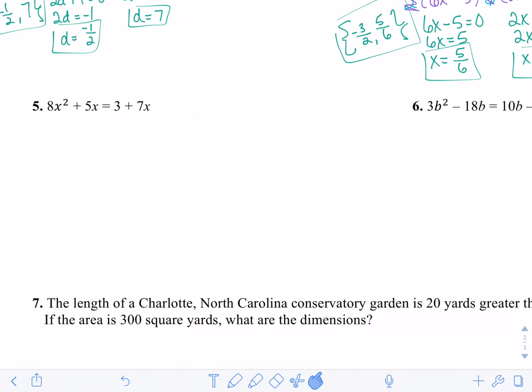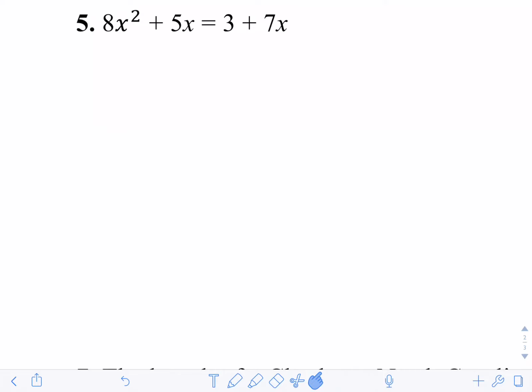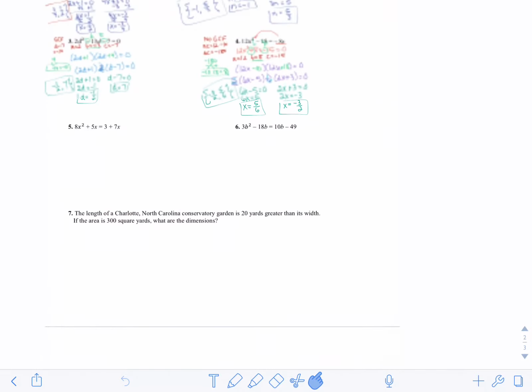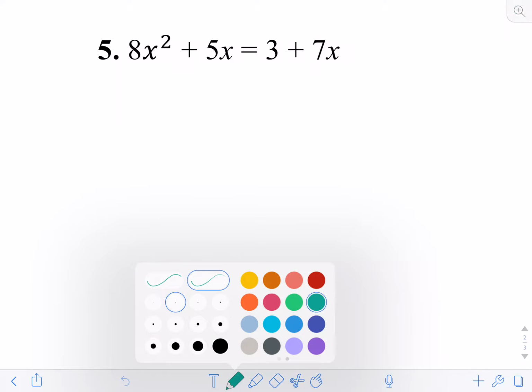Okay, and looks like we have 2 more like this and then a word problem. All right, 8x squared plus 5x equals 3 plus 7x. First thing you need to do is not that. Let's see, where did it just go? There we go.